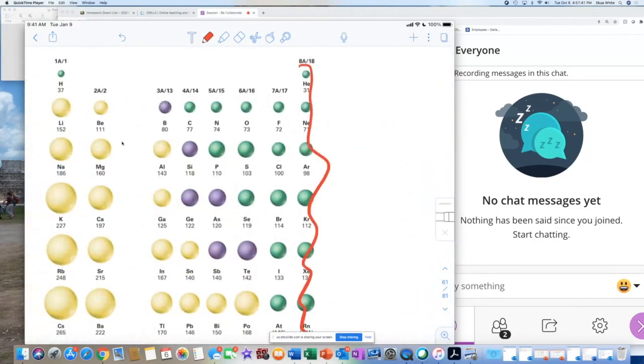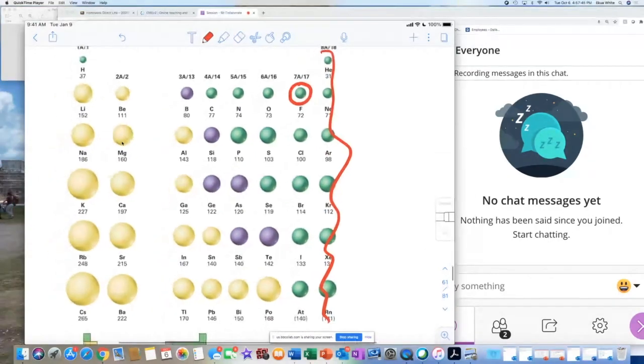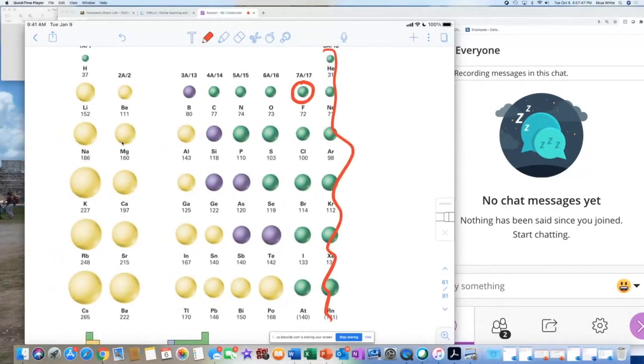Ignoring this group right here, fluorine is the smallest atom ever. That means fluorine has a very strong nuclear charge. Its core is very strong. And then in the picture here, cesium is the largest atom ever. That means cesium does not have a very strong core. Okay, and the valence electron in cesium is very, very far from the nucleus.